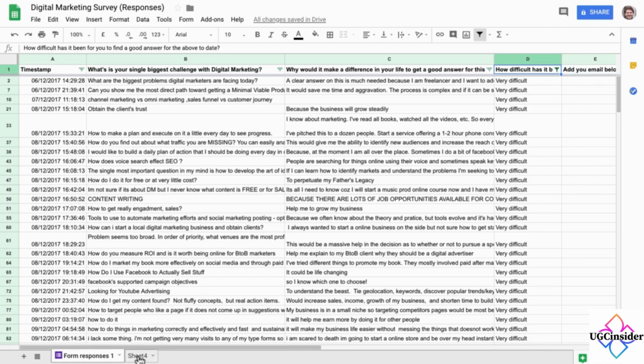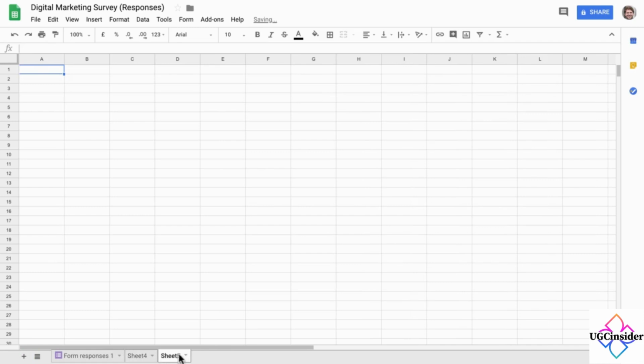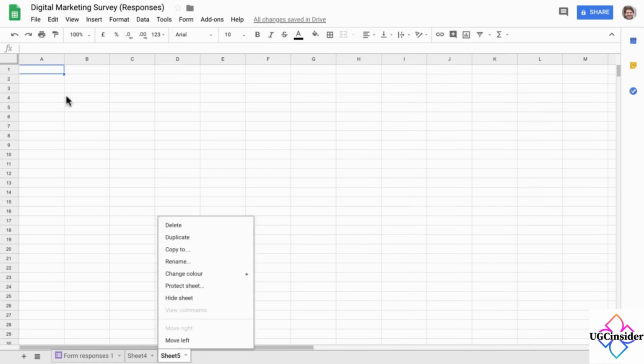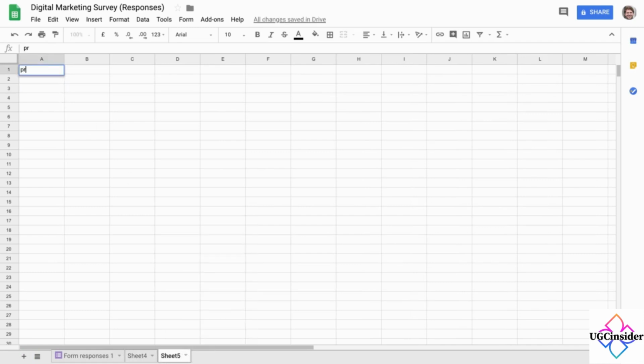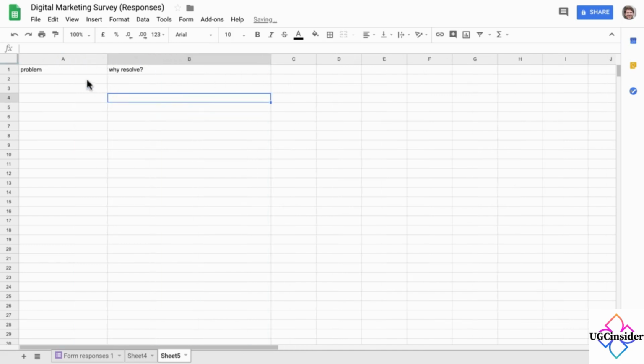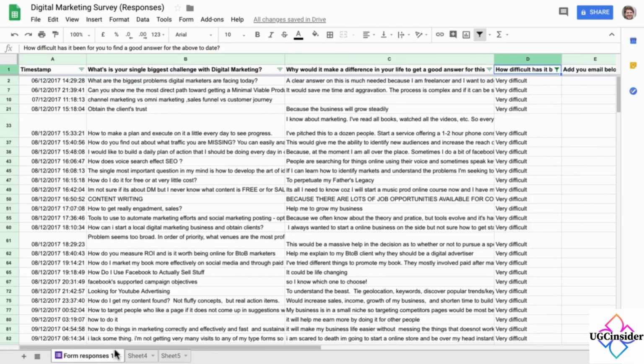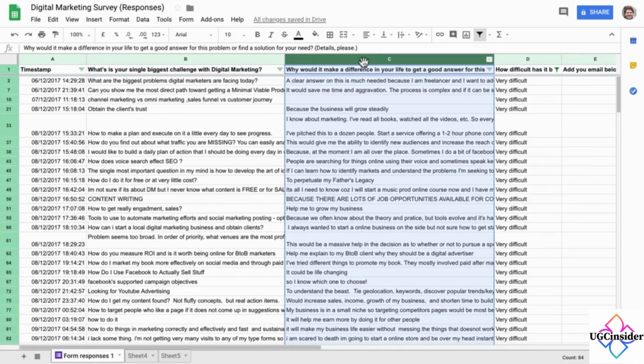Now, the next thing you want to do is go ahead and open up a different tab here. You can just add that like that. What we're going to do in this tab is just write down problem and why, resolve it. So these are the two important things that we want to get out of this survey when we look at it. We want to know what the problem actually is and why it's going to be important for them to resolve it. So that'll really come from these two columns.